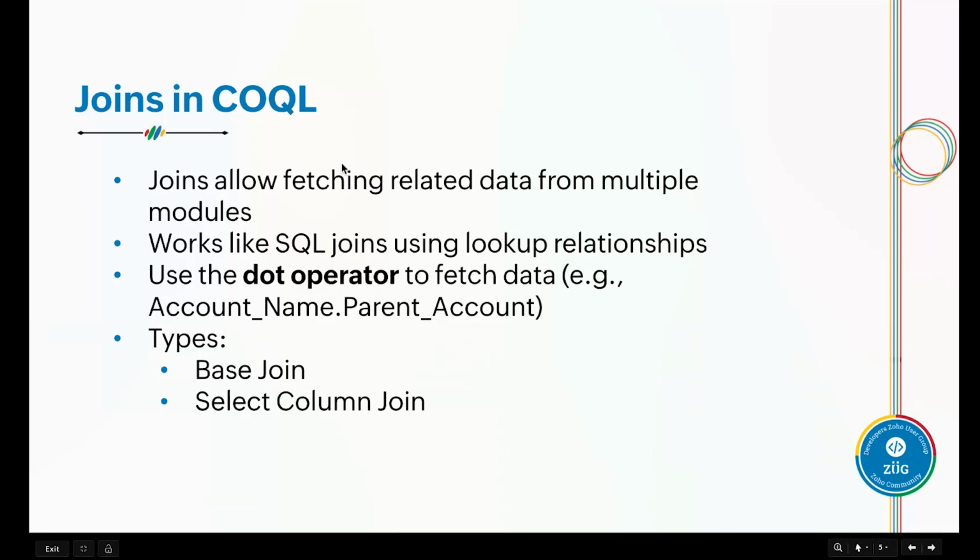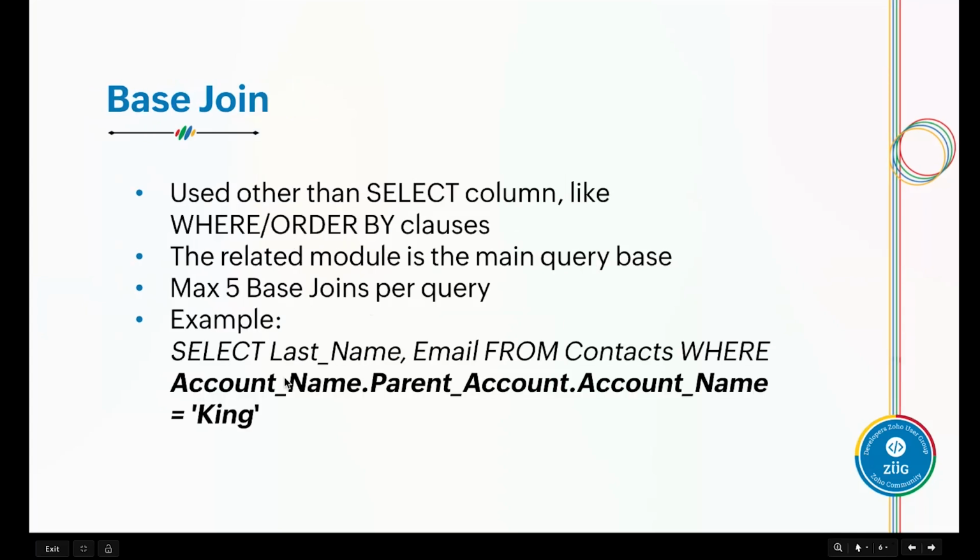Now, the types of joins that are supported in COQL are base join and select column join. Coming to base join, whenever you use a dot notation in a clause other than the select statement, then it is called a base join. That dot operator can be in the where clause, order by clause, or group by clause. So when you use it in any of these clauses, then it is considered a base join.